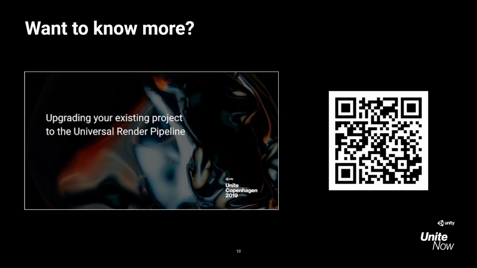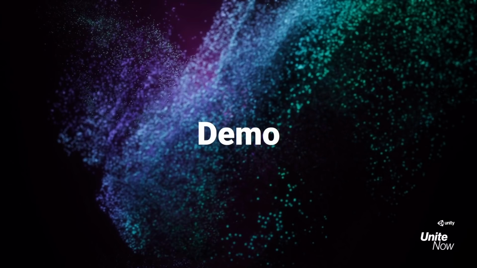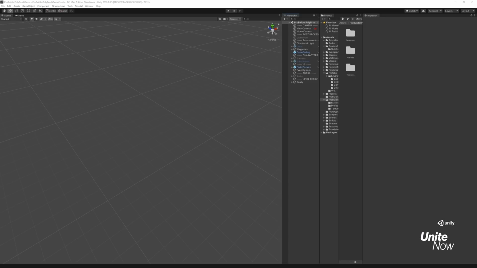Now, if you already started a project using built-in and you want to upgrade to URP to be able to use shader graph, for instance, I recommend this talk from Unite Copenhagen 2019, which you can find on the Unity YouTube channel, and it focuses on this topic about how to upgrade your existing project to the URP. As for the assets used, today I'll be using Jean Lemon Hunt Junt from Unity Learn and Windridge City. And it's time to dive into the demo already. So let's get started with the demo.